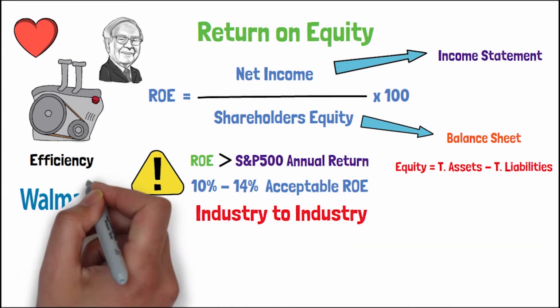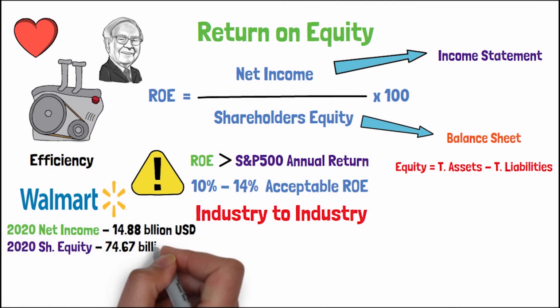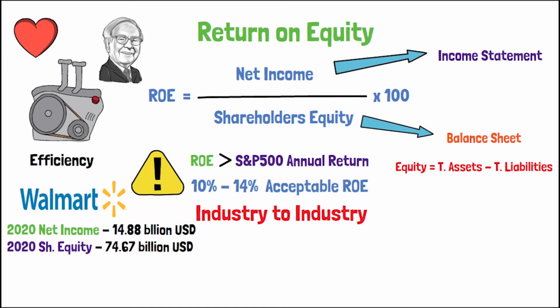As an example, let's look at Walmart. In 2020, the company's net income was 14.88 billion and the shareholders' equity was 74.67 billion.